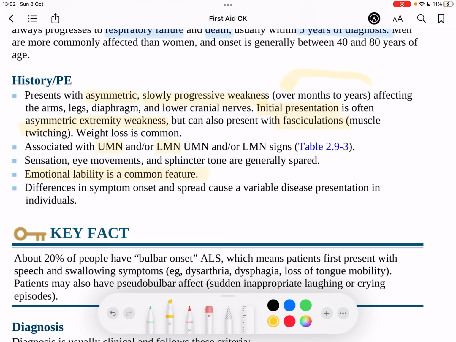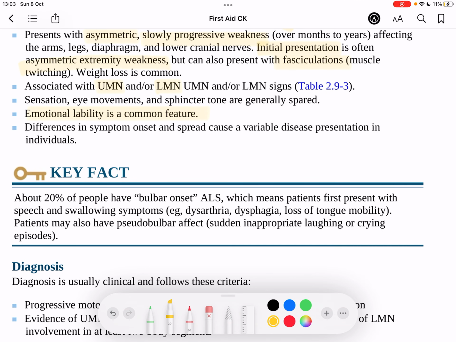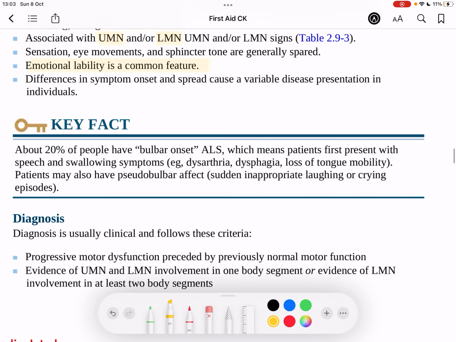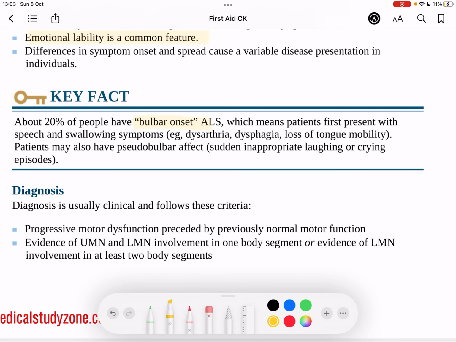And differences in symptom onset and spread is variable from patient to patient, okay? About 20% of patients have bulbar onset ALS, okay? So aside from what I mentioned, that the hands are a very common presenting complaint, bulbar symptoms can also be a very common presenting complaint as well, which means patients usually present with speech and swallowing symptoms, such as dysarthria, dysphagia, and a loss of tongue mobility. And patients can also have a pseudobulbar affect as well.